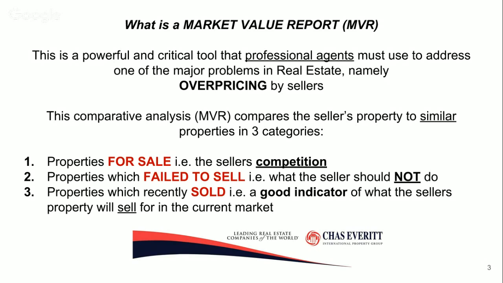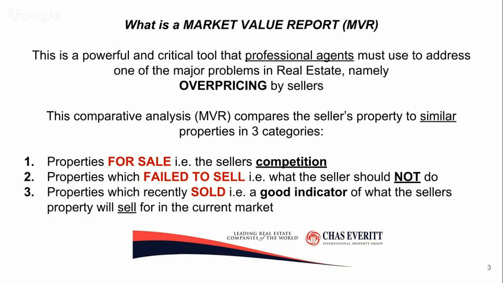And although most sellers do not believe that they have any competition, it is our job to ensure that they become aware that they do have serious competition in the marketplace. The second category of properties are the failed to sell properties. And as you and I well know, most properties fail to sell because they are overpriced. And therefore, it is essential that we discuss these with the seller as well, so as to show him what he is not to do.